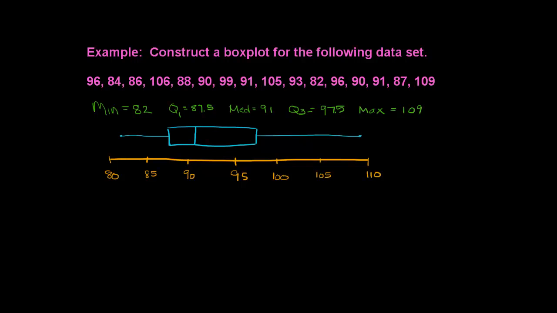Another thing I like to add are the actual values, written neatly near their points on the box, because here we just have to interpret what that number is since I don't have all these little increments. So I'm going to write this is 82, and this number was 87.5. Here we're at 91. Here we're at 97.5 and our max was 109. Okay, so now we know how to construct a box plot.